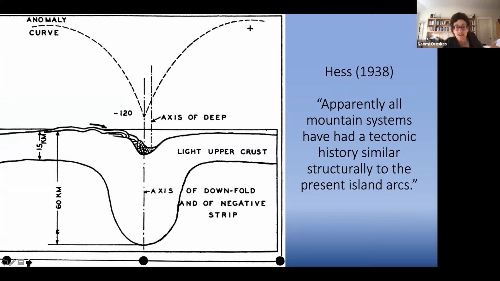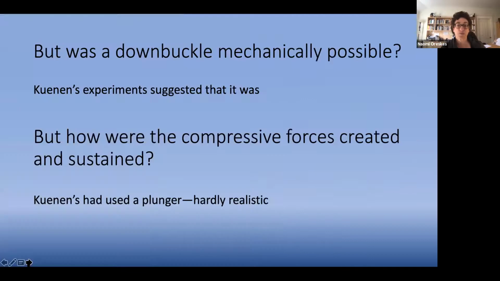So obviously that's not exactly the same as the way we imagine subduction today, but the basic idea of a large piece of the crust sinking into the mantle, creating a sedimentary basin above where sediments would accumulate, and being associated with a negative gravity anomaly, that picture is there. And moreover, he doesn't just think this is unique to Indonesia. He says, "Apparently all mountain systems have a tectonic history similar structurally to the present island arcs."